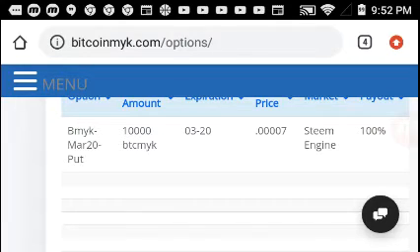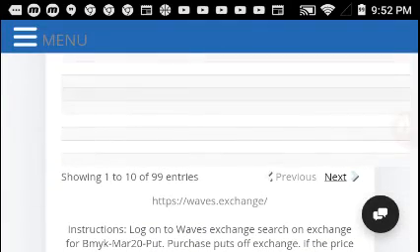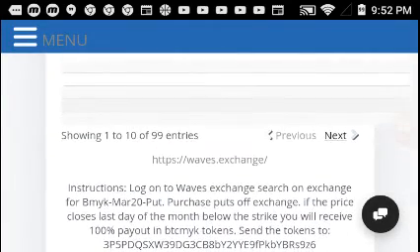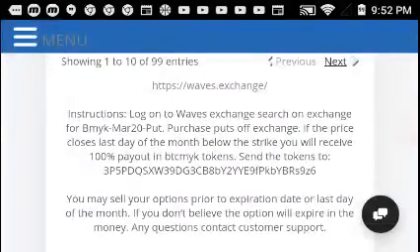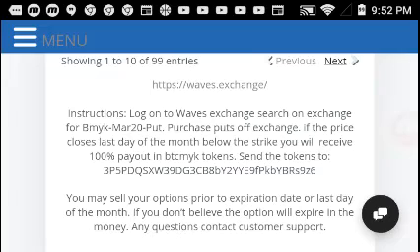So to illustrate how it works, I'll take you over here to the Waves Exchange. Well, first let's read this. It says, what you'll need to do is log on to the Waves Exchange, search on the exchange for the Bitcoin MYK March 20 put, right? Purchase puts off exchange. If the price closes last day of the month below the strike price, you'll receive 100% payout in Bitcoin MYK tokens. And this is the address where you actually send the tokens on Waves.